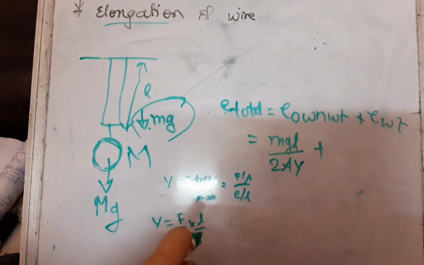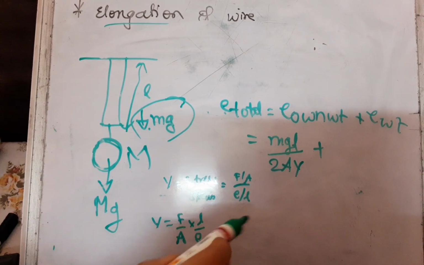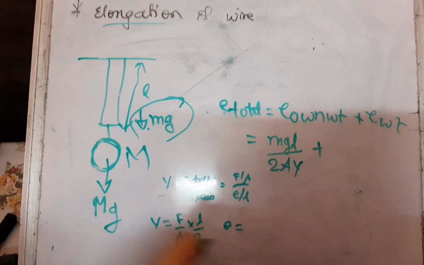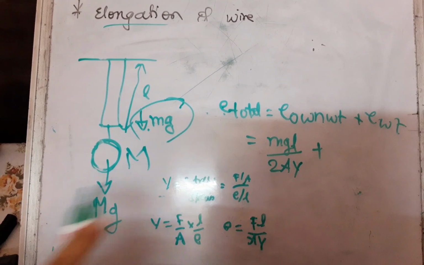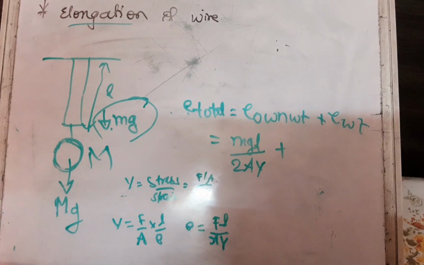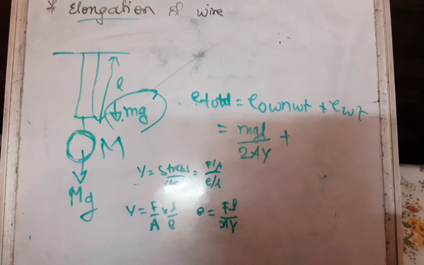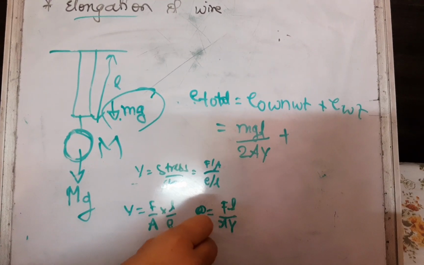So if E goes here, you will get FL upon A into Y. FL upon A into Y. Can you see it properly? So FL upon A into Y. So this only you should apply.